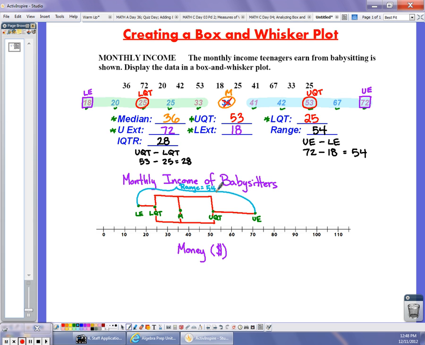And our interquartile range is basically the distance between the two quartiles, which means it's this entire part right here. So this is the interquartile range. So I'm going to call it the IQTR. So the interquartile range is basically all of this information in the middle portion of our data.